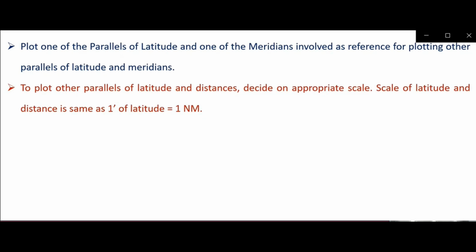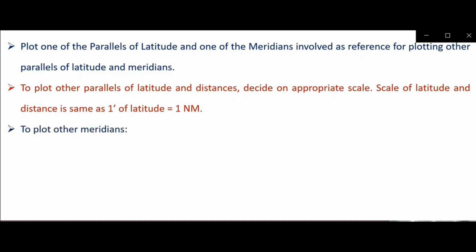We choose an appropriate scale. Obviously, we should be choosing the largest possible scale in a given scenario. We know that the scale of latitude and the scale of distance are the same. Why? Because 1 minute of latitude represents 1 nautical mile.